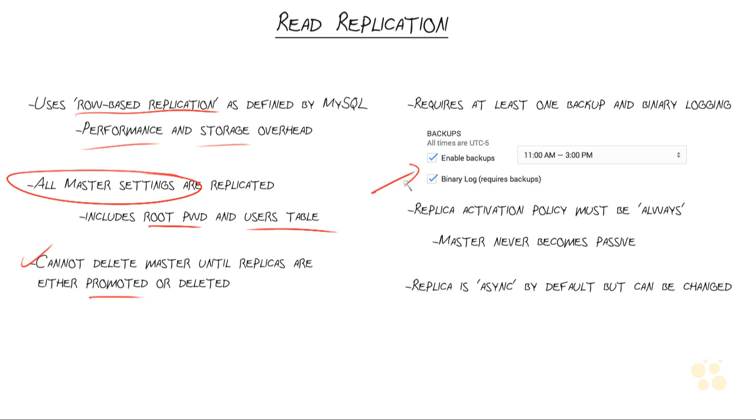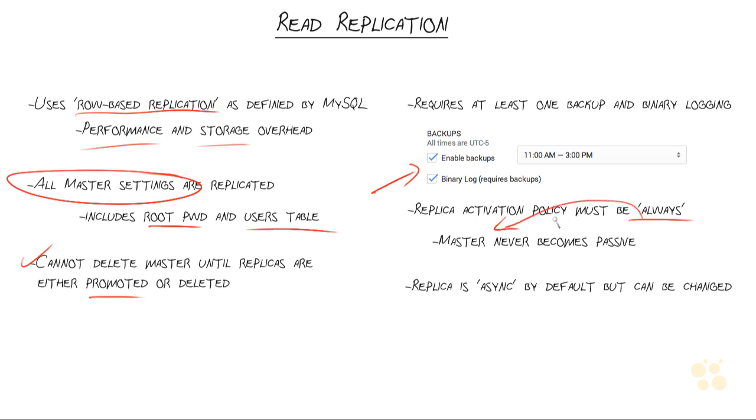Both of those settings have to be true. And this is how the data gets from your master database down into your replica. Your replica activation policy is going to have to be always. That means your replica is always on and always running, and you're going to accrue charges associated with an instance that is always on and always running. Because it's always on and always running, it's always got a connection to the master instance.